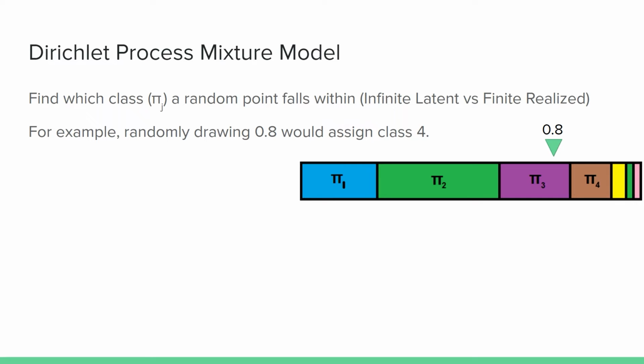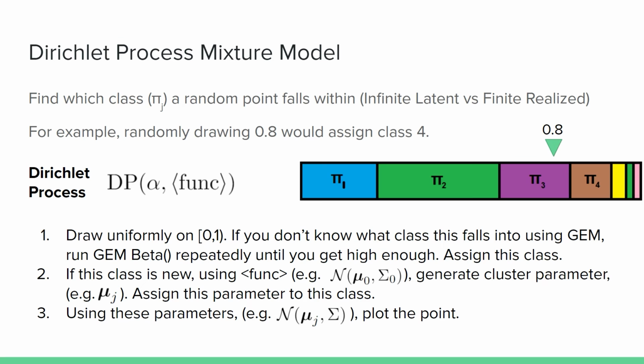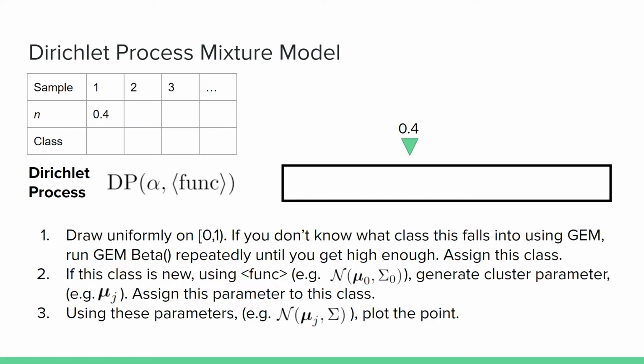This process takes in a parameter for our GEM distributions and a function for generating cluster parameters. First, we draw our random number n between 0 and 1. If we don't know which class this falls into, we repeatedly break sticks until all the pi's we found add up to more than n, so we can assign it a class. Let's look at an example.